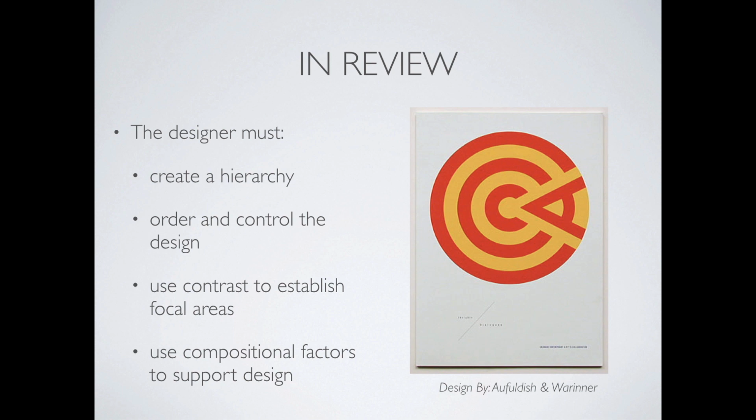So in review, you as the designer are responsible for creating some kind of an established hierarchy. What's most important, what's second most important, what's third, fourth, fifth, etc., going down the list. You order and control that design based on the hierarchy. So we establish it first, then we order and control the design to make sure that the person who's looking at the page is drawn in and sees it in the right order. We then use contrast to establish those focal areas. So what do we see first? How does the overall page direct us to that spot to see first? And then we use our compositional factors to support the design. What is the rest of the composition doing to help with that focal point and drawing us in?